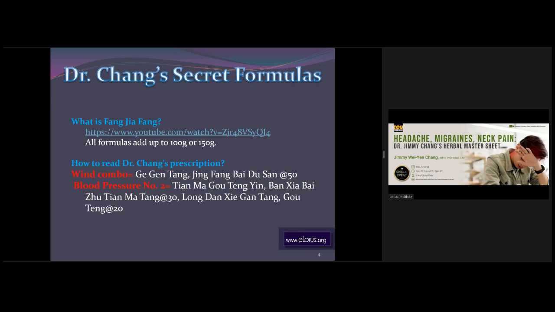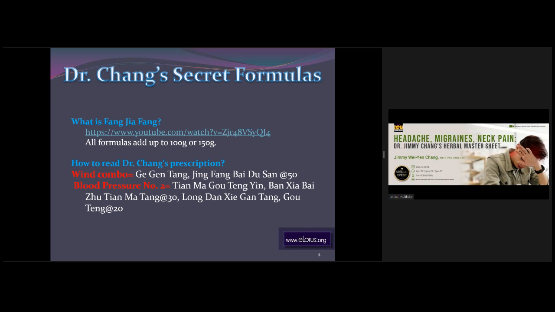The second example, this one's a little bit harder, so pay attention. The blood pressure number 2 has Tianma Go Tengyan, Bansha Baizu Tianma Tang at 30. So what do you guys think this means? You can go ahead and type in the chat room too. So we're looking at the previous one. That means it's 30 grams Tianma Go Tengyan and 30 grams Bansha Baizu Tianma Tang.